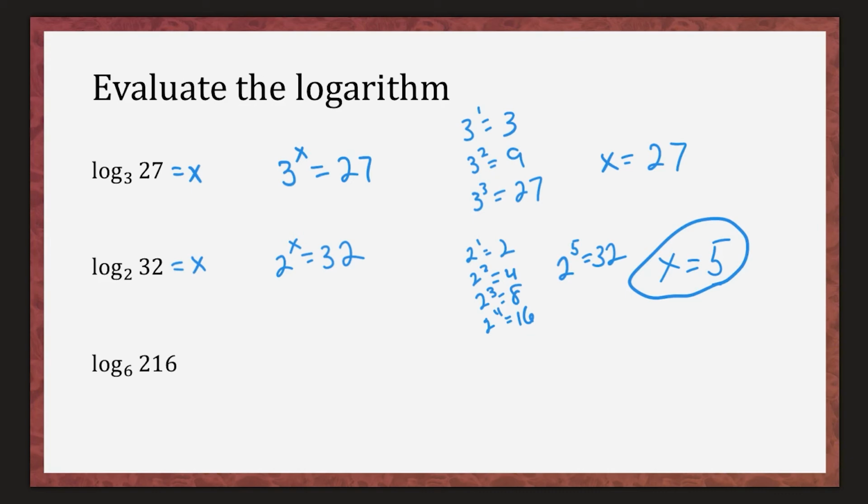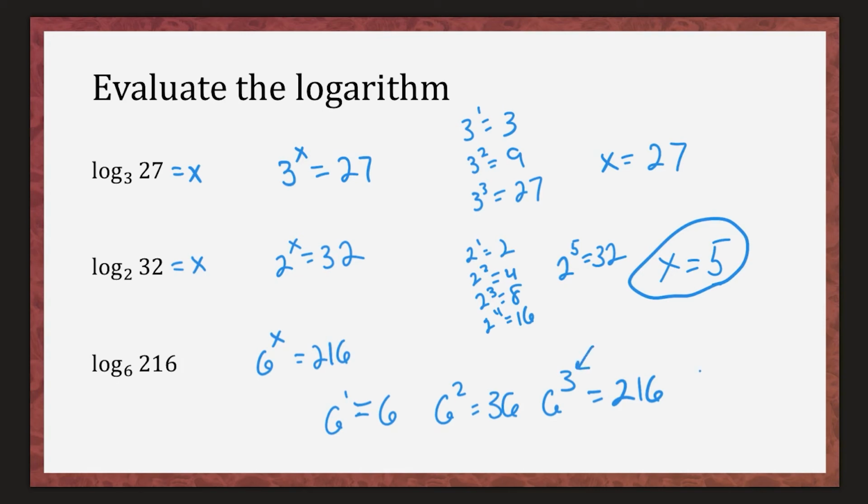Okay, finally, log base 6 of 216. Let's write it as an exponent. So 6 to the x power equals 216. All right, well, 6 to the first is just 6. 6 squared is 36. 6 to the third, what is 36 times 6? You guessed it, 216. So our exponent in this case is 3.